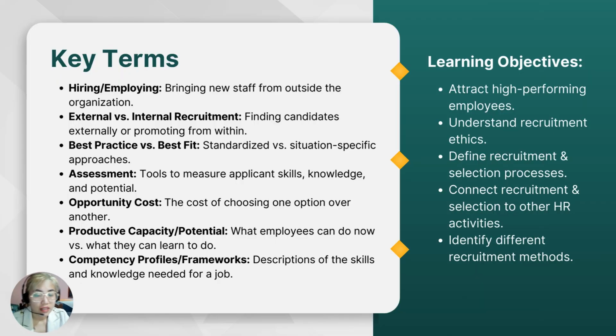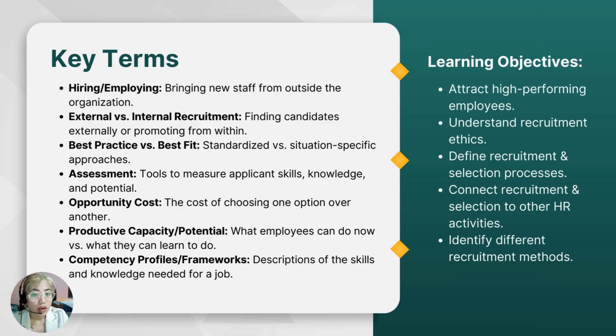Next, this slide outlines the learning objectives of understanding recruitment and selection processes and how they connect to the other HR activities. It also covers attracting high performing employees and understanding recruitment ethics. Recruitment is the process of finding and attracting qualified candidates for a job opening. Selection is the process of choosing the best candidate from a pool of applicants.